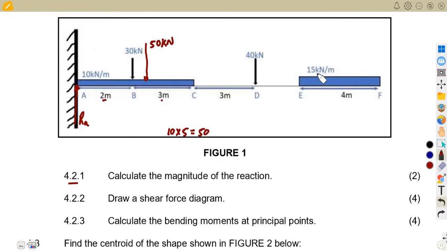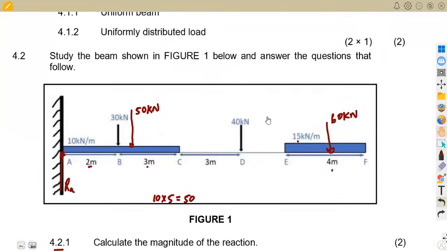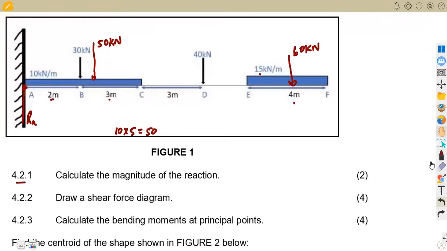And here we have 15 kilonewton per meter for 4 meters. So we are going to have it as a point load of 15 times 4, which is 60 kilonewton. In order for us to have the reaction at A, we simply apply the concept that the sum of the upward forces must be equal to the sum of the downward forces. The upward force is the reaction at A, which is equal to the downward forces.